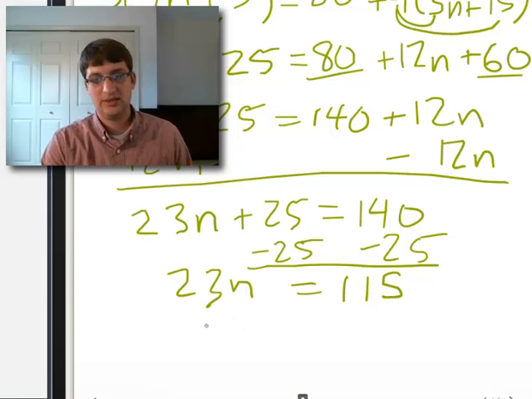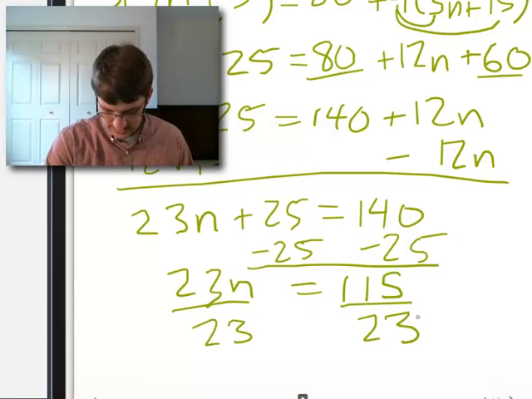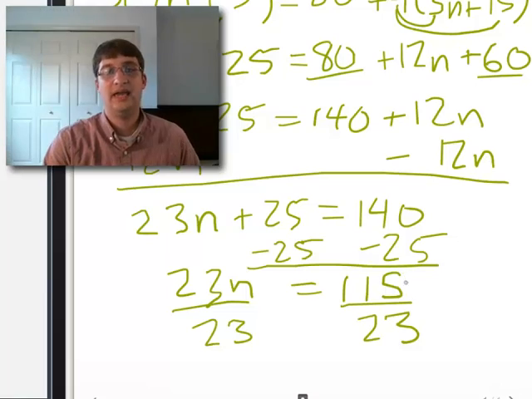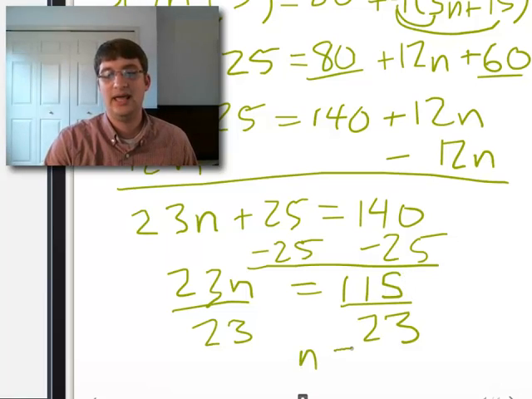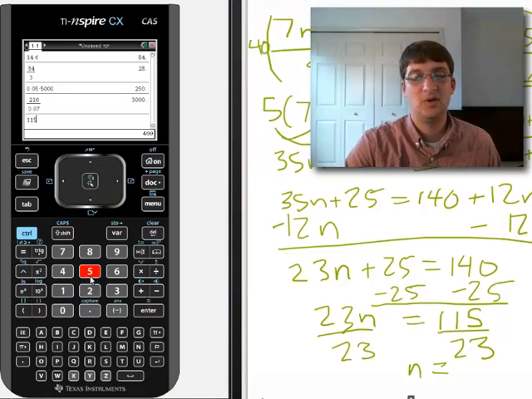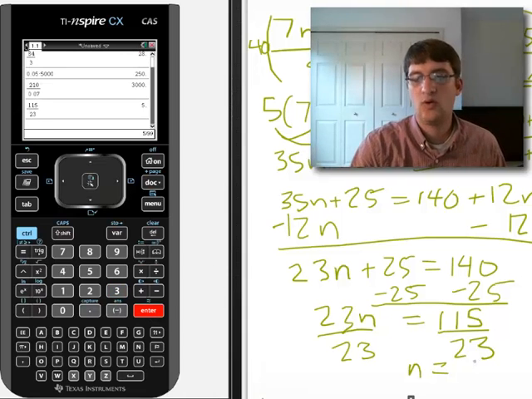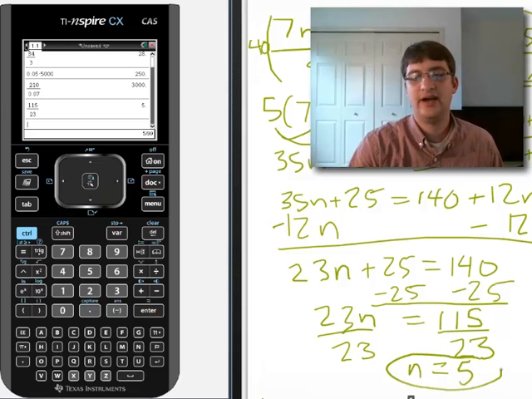Now, 23n equals 115. I can go ahead and write that. 115 divided by 23. And whatever that answer is, that is what n equals. Okay, so let's go over to our calculator because I'm not very good with 23s. I don't know about you. So 115 divided by 23 is going to give us a whopping 5. All right, so n equals 5.